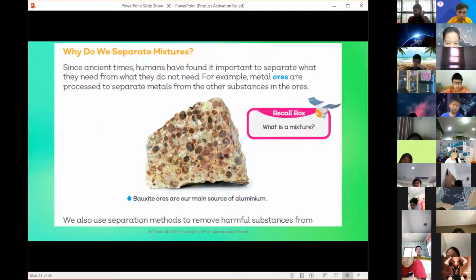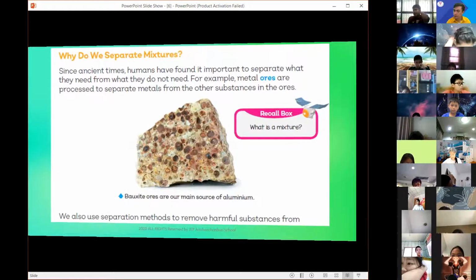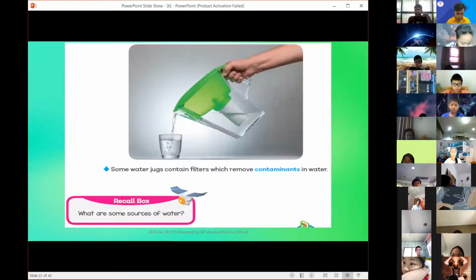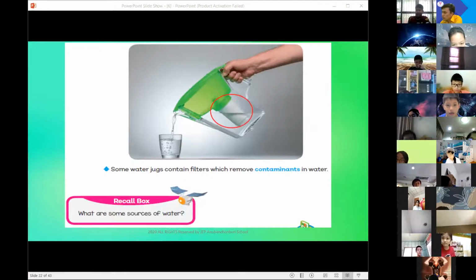Okay, for example, metal ores are processed to separate metals from other substances in the ores. So as we all know, this is a mixture, right? This is a rock, a mixture, what we call bauxite ore. It is our main source of aluminum. So we use this method of separating the aluminum from the rock because we can use aluminum, right? In some methods as well, we use water jugs like this. I will annotate something here so that it will be highlighted properly. Can you see this white thing there inside a water jug?